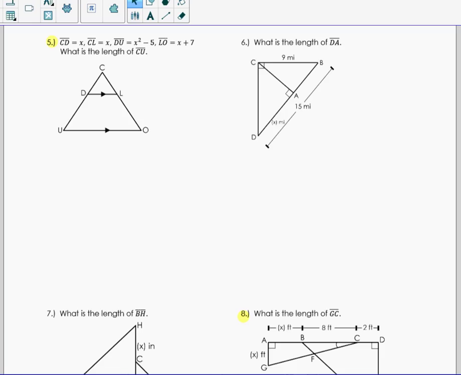Okay, so if you take a look at number 1, the first thing you should be thinking is triangle proportionality because you see the parallel lines. So here it says CD is x and CL is also x. DU is x squared minus 5. And LO is x plus 7.